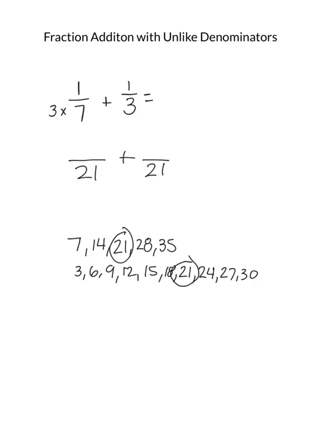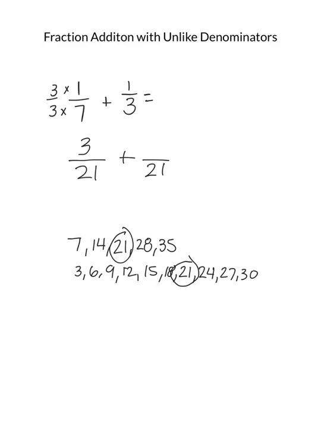And just like what we talked about before, whatever I do on the bottom, I have to do on the top. It's just like multiplying times 1. It doesn't change anything about the value of the fraction. So 7 times 3 is 21. 1 times 3 is 3.